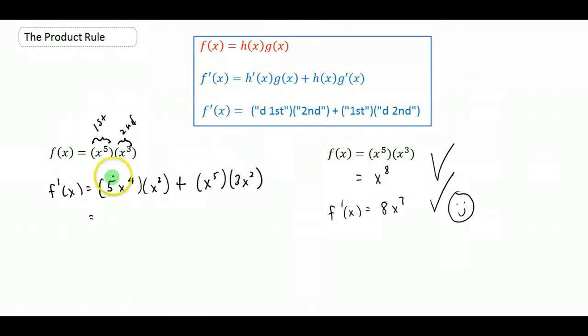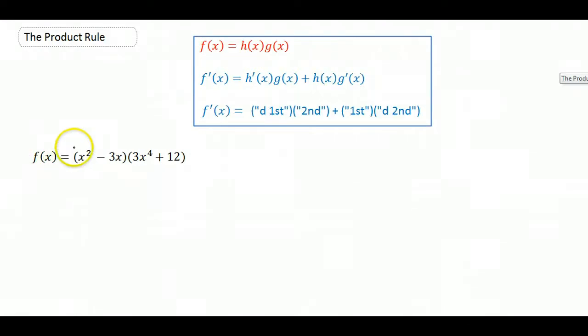And now if we expanded each of these groups, the first group gives us 5x to the seventh, and the second group is 3x to the seventh, and collecting like terms, we get 8x to the seventh. And that confirms what we found when we first expanded and then applied the power rule. So applying the product rule correctly gives us the same result. Let's take a look at a more complicated example.